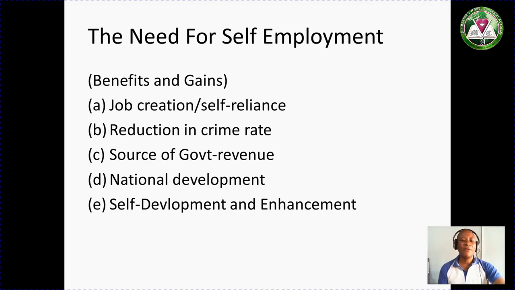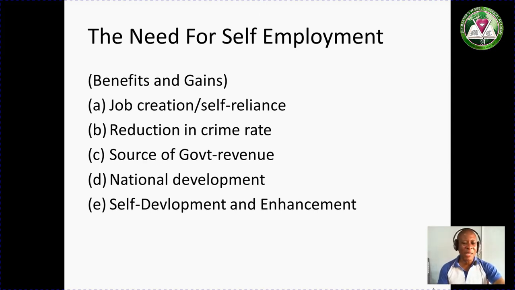The third benefit is that it serves as a source of revenue for our government. You know that governments generate tax from people who do work in our society.